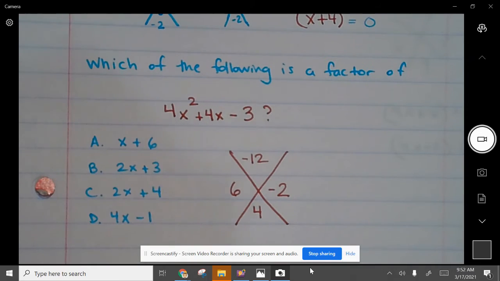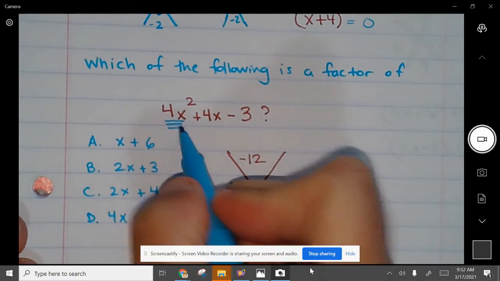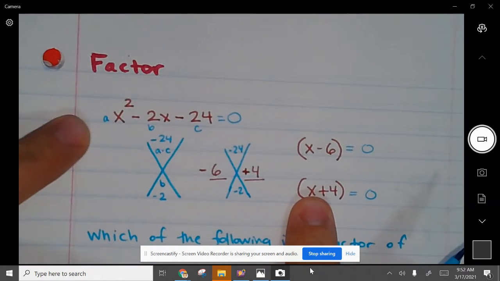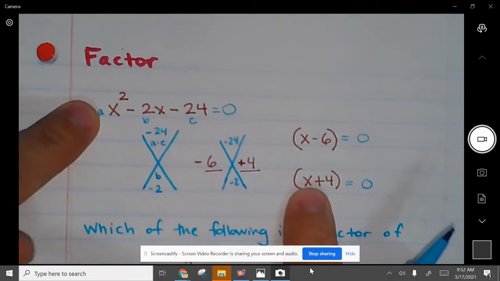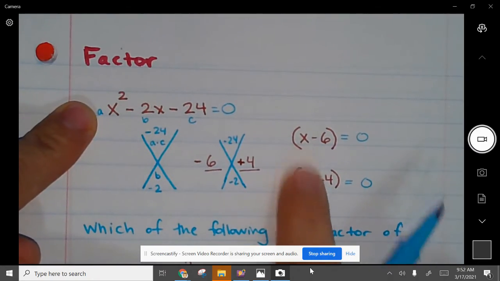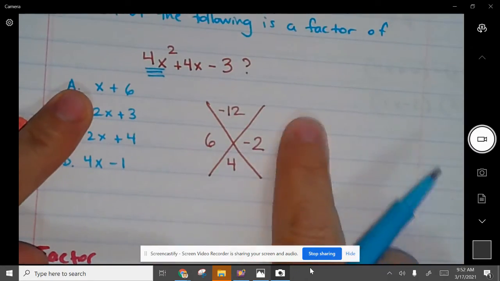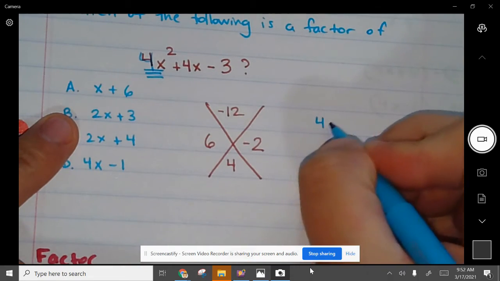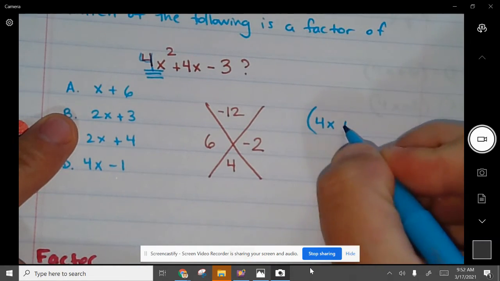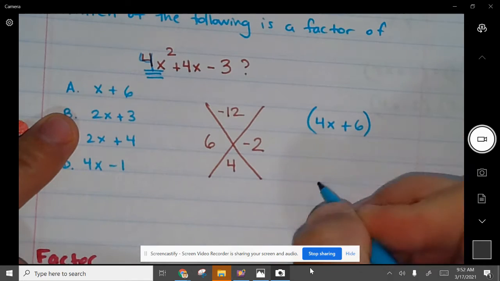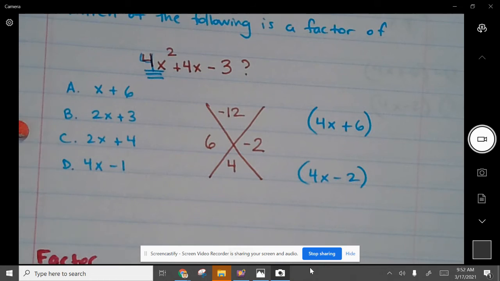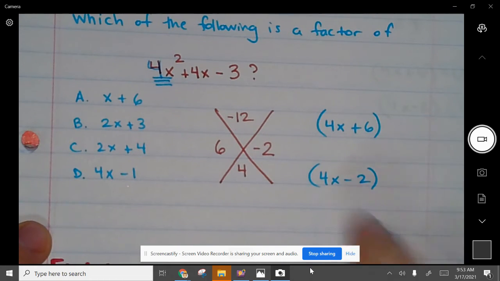How do you write your parenthesis? Super important. You must use your A, not just x. Before it was just x, because there was nothing there. A has to get included. There's A is 1, so we can leave it like that. A must be included in our parenthesis. A must be included. So our parenthesis is going to look like this. 4x plus 6, 4x minus 2.